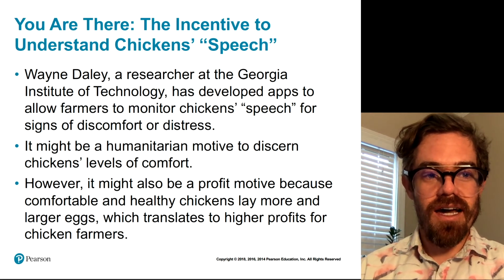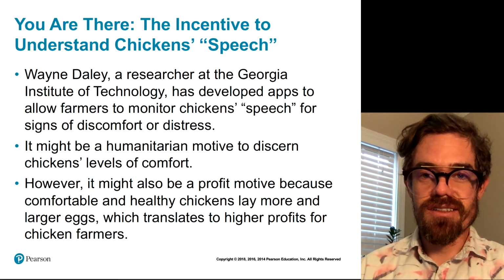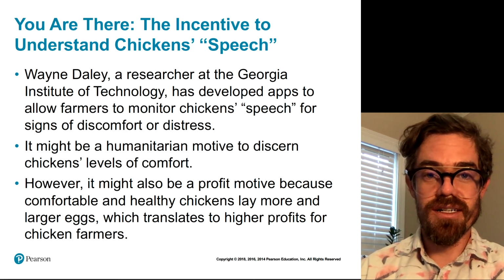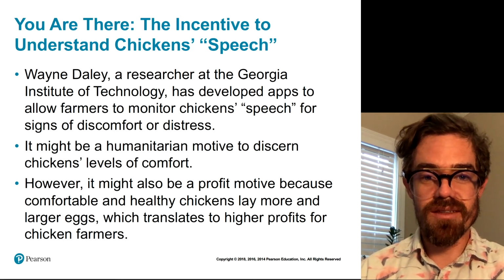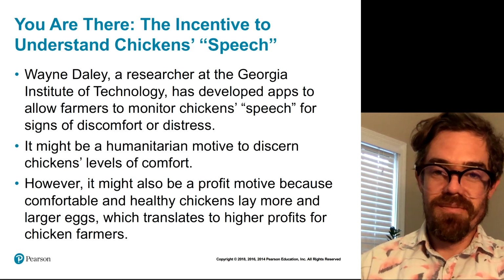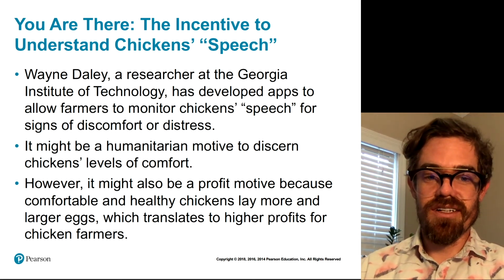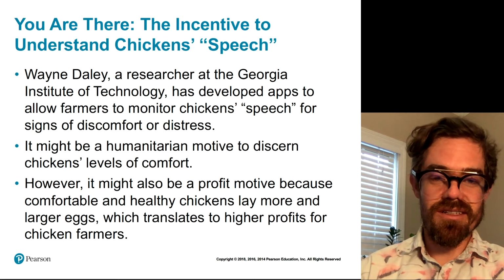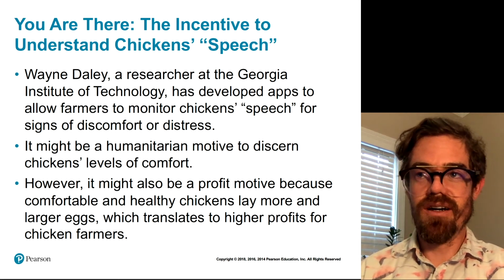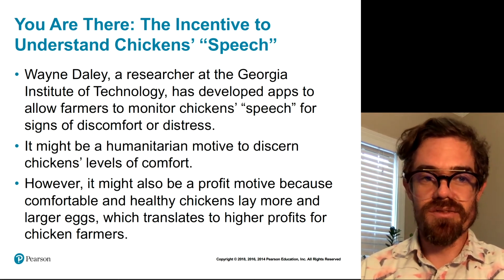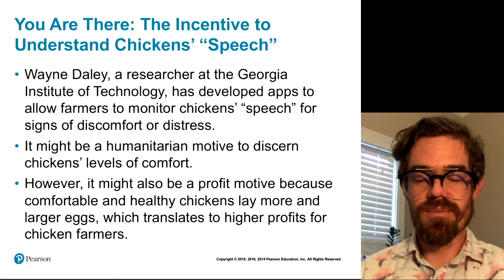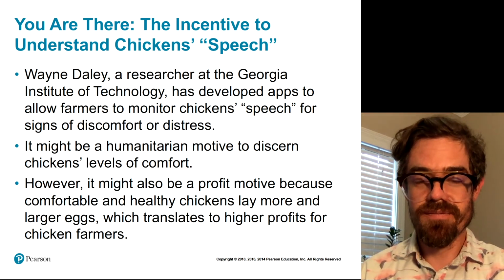So I don't know Wayne Daly. I don't know what his incentive was. Maybe another incentive for him is just pure interest in research and developing such an app. That also could be an incentive here that isn't listed in the slides, but there are potentially many different incentives for Wayne to have created this app. But here's at least two, right?